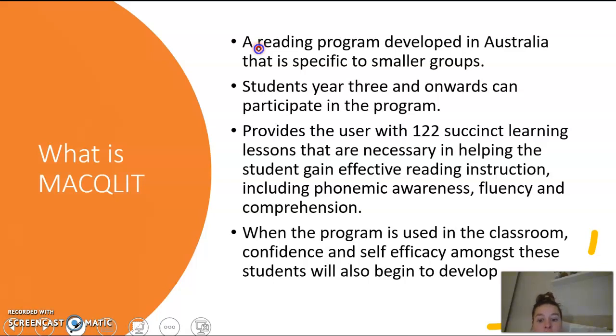The program enables teachers to provide their students with chronological and succinct lessons that are necessary in them gaining effective reading instruction, including phonemic awareness, fluency, and comprehension. When the program is used in the classroom, confidence and self-efficacy amongst these students will also begin to develop. MacqLit will also provide these lower progress readers with a substantially larger opportunity to meet their national reading standards, which is our main goal.